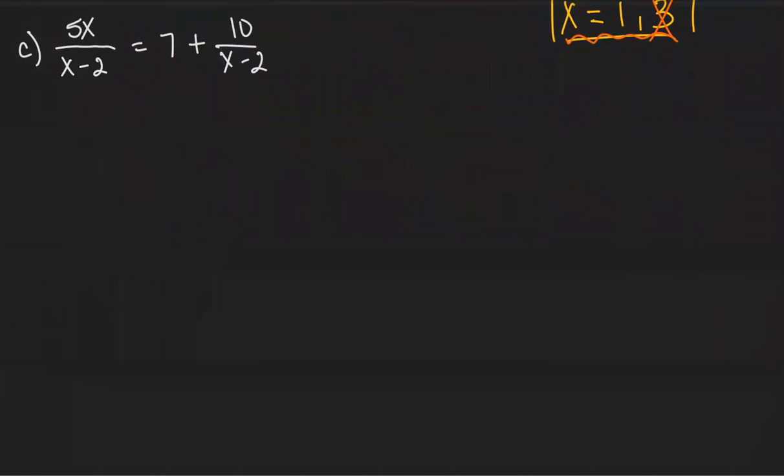Okay, so we got 5x over x minus 2 equals 7 plus 10 over x minus 2. x cannot be what? 2. I'm not allowed to plug in 2 because then I'll get division by 0. There's nothing from the 7, so we don't have to worry about it. So then what's our least common denominator, seeing as we have multiple fractions combined with addition or subtraction? The only denominator we have is x minus 2 and 1. So really our least common denominator is just x minus 2.